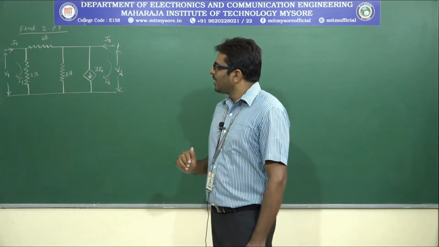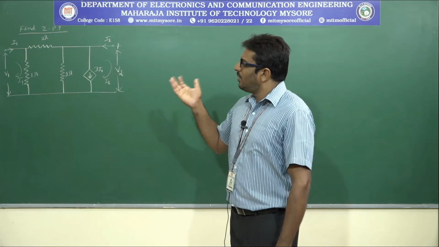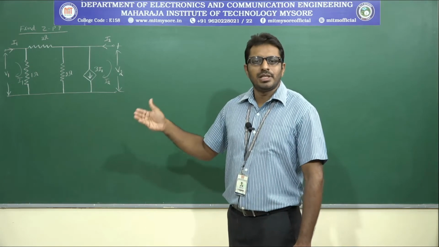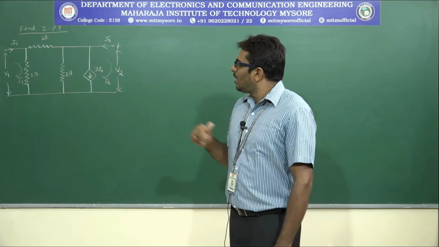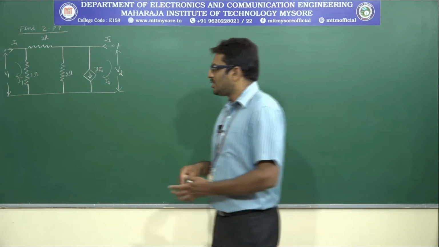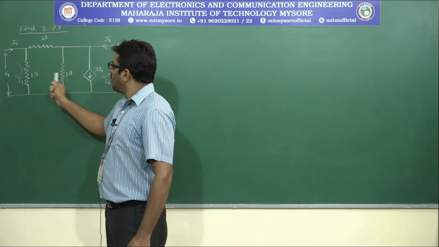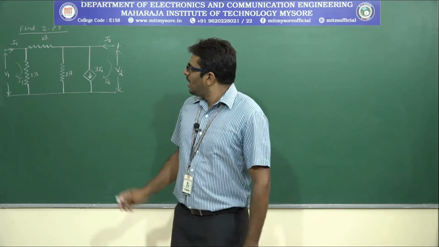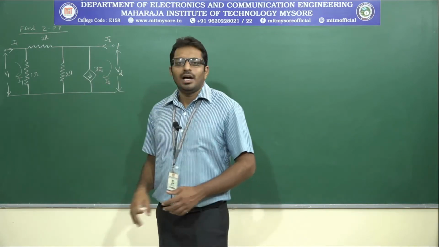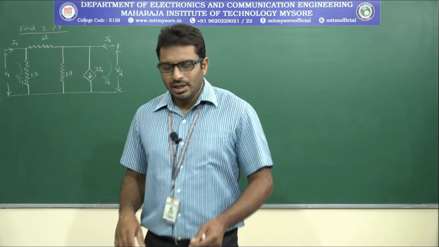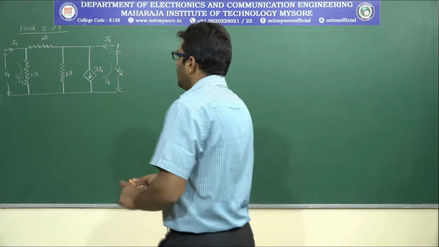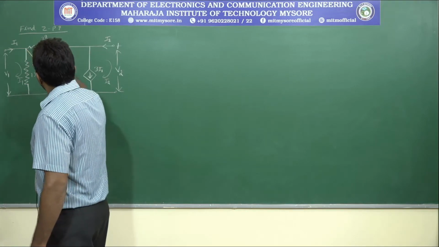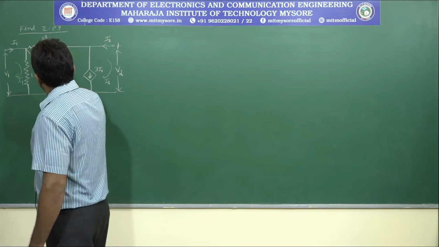Before that, given the circuit, we always try to convert it into its simplest form, the T form of the network. In this circuit we can see a delta connection: 2 ohm, 1 ohm and 2 ohm are connected in delta format. So let us convert this delta network into a star network. Let me draw the star pattern here.